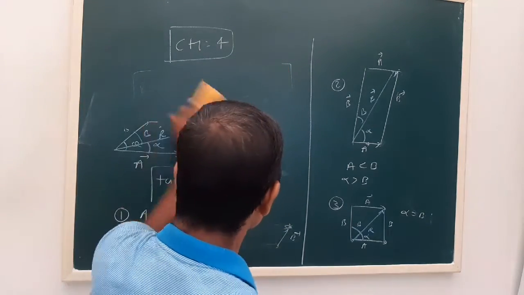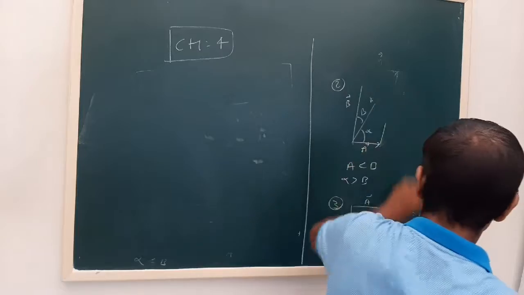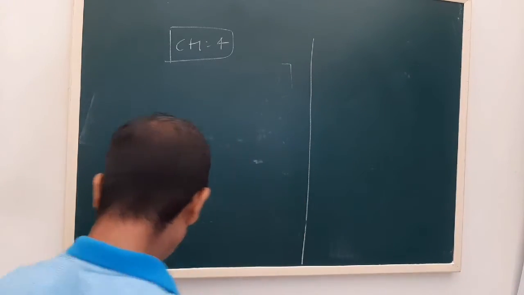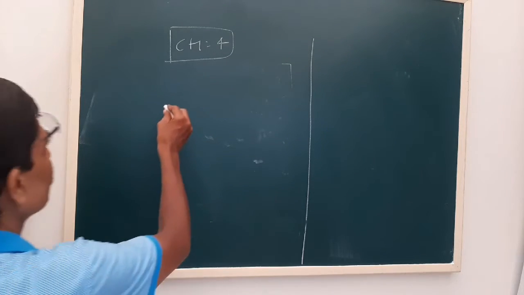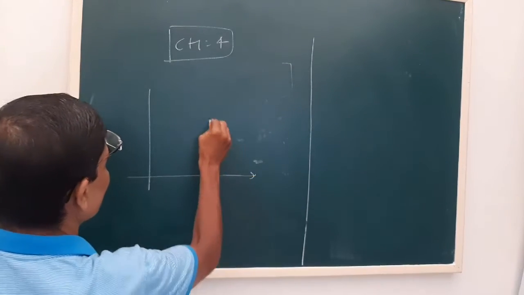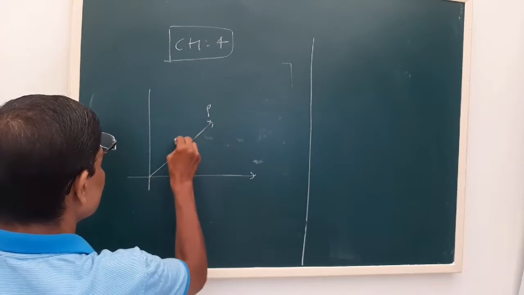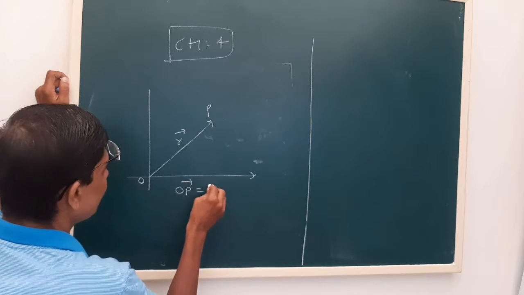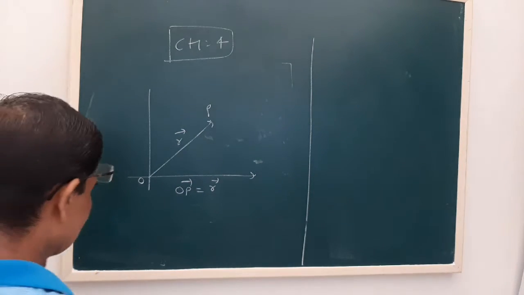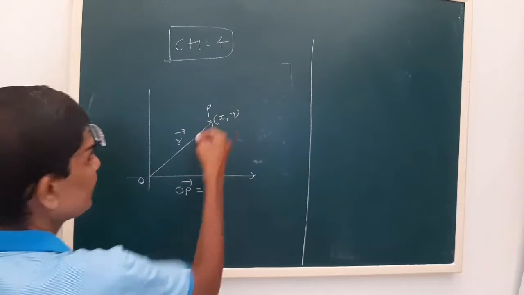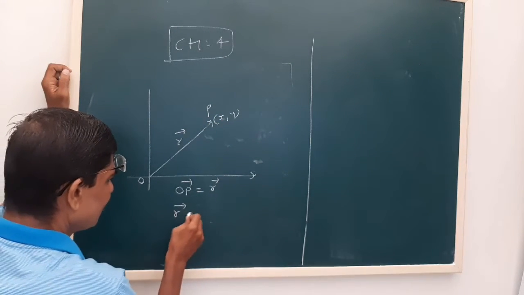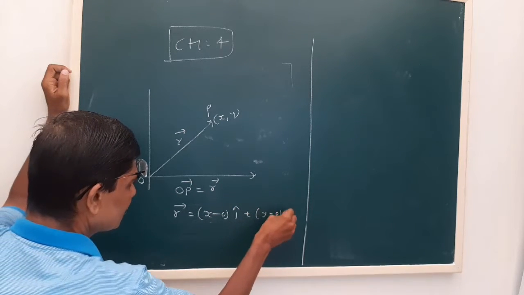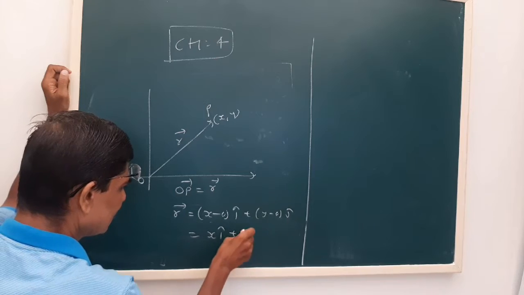Now next we have to see the position vector. In the beginning of the lesson we discussed the position vector. P is a particle whose position vector is R, that is OP is R. It can be in two dimensions. Then the position vector we can write as x minus 0 i caret plus y minus 0 j caret, that is xi plus yj.